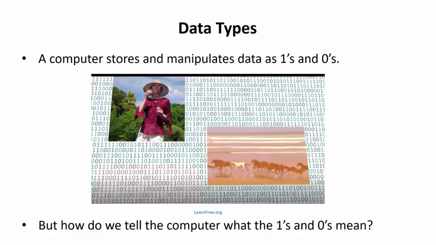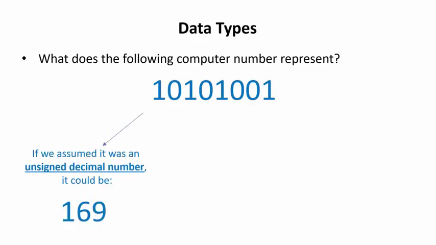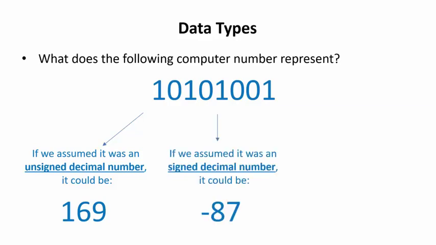But how do we tell the computer what the ones and zeros mean? If all it can do is store ones and zeros and process ones and zeros, it needs to be able to know what these ones and zeros mean. So for example, if you just took this binary code, 10101001, what is it? Okay, what does this number mean? Well, it depends how you interpret the ones and zeros. For example, if you decided that this code would represent an unsigned decimal number, it could have a value of 169 in decimal.